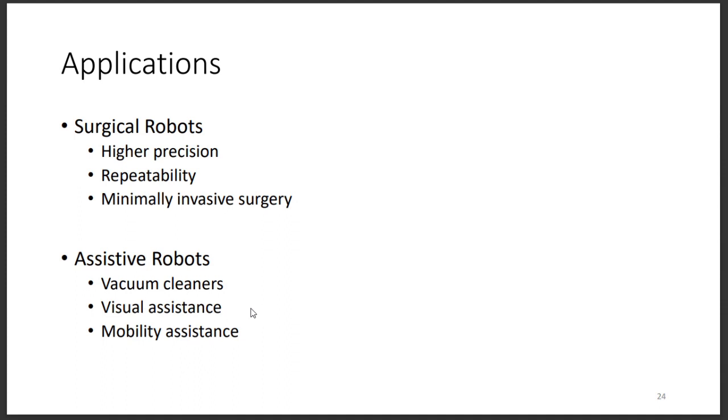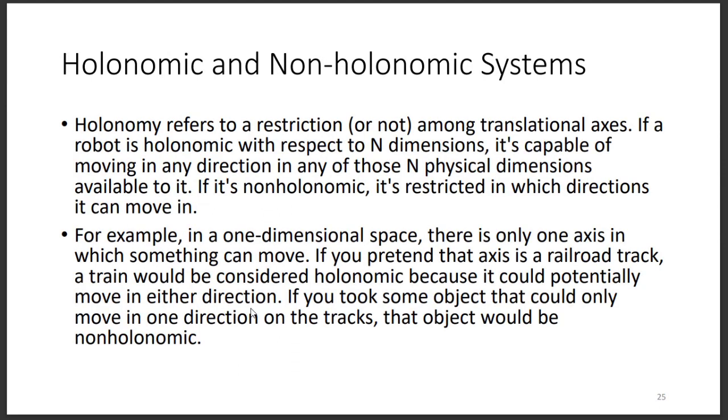Steps about vacuum cleaner, visual systems, mobility systems, holonomic and non-holonomic systems. Holonomic means you are not restricted. You can freely move to your desired position. You go without any limitation or restriction. It is holonomic.